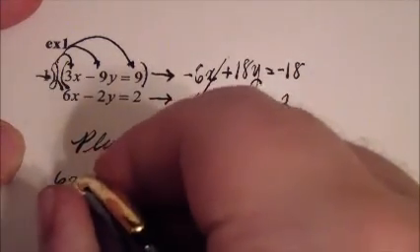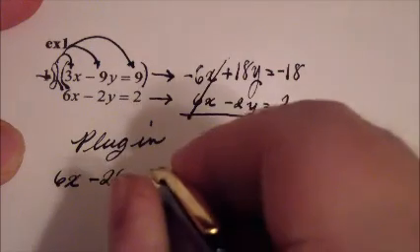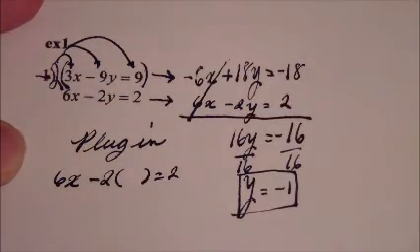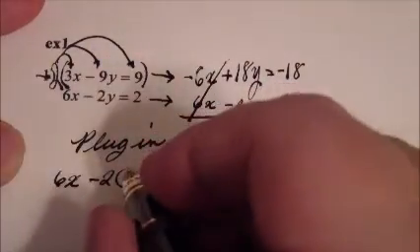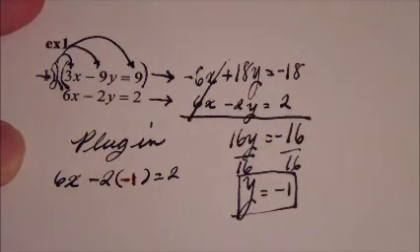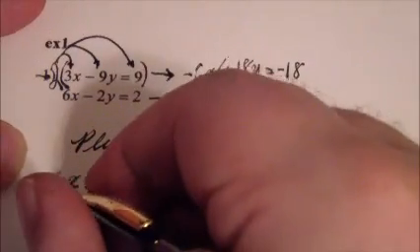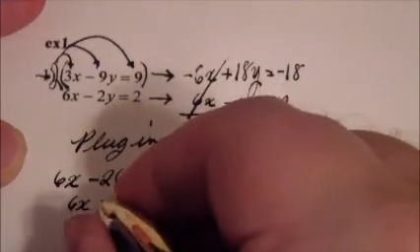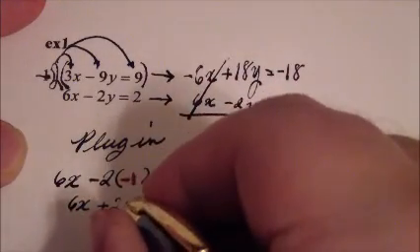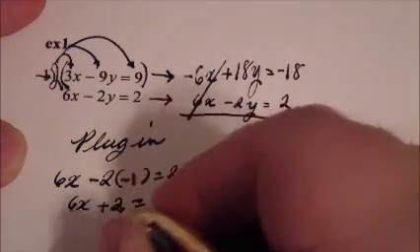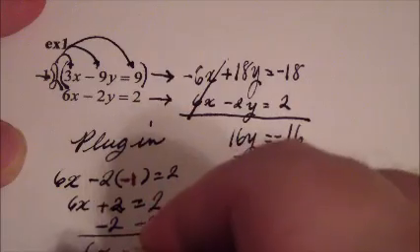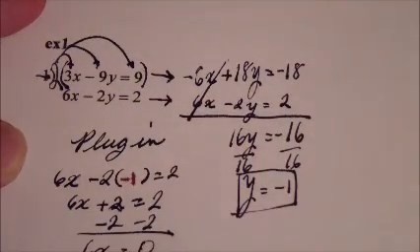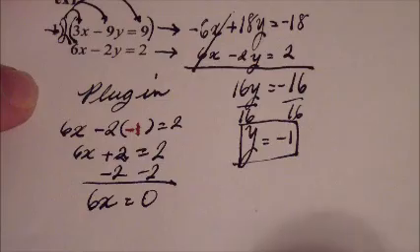So we have 6x minus 2, parenthesis, is equal to 2. We have negative 1 as our value for y. We plug that in, negative 1. Distribute this in, we have 6x. Negative times a negative is positive. 2 times 1 is 2. Is equal to 2. Subtract 2 on both sides. 6x is equal to 0. Oh, that's perfect. Look at that.